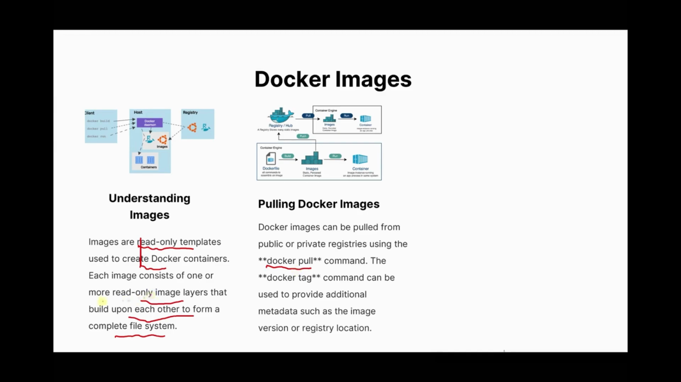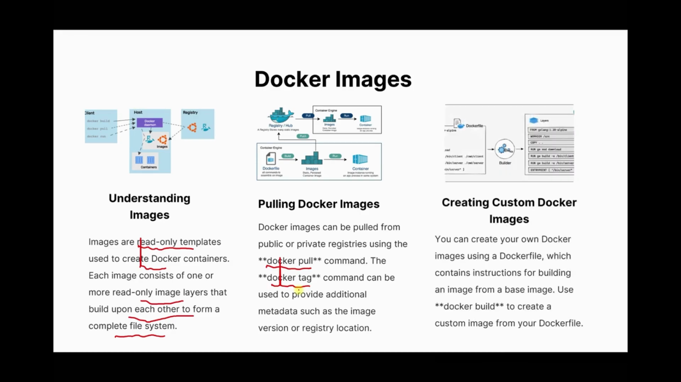Next thing, as we already discussed about docker tag as well, this command can be used to provide additional metadata such as the image version or registry location. It's like a comment, text that is useful to understand as a human being what this image is about. So we can define that thing also. So this is how we can pull the Docker image and we can run it.